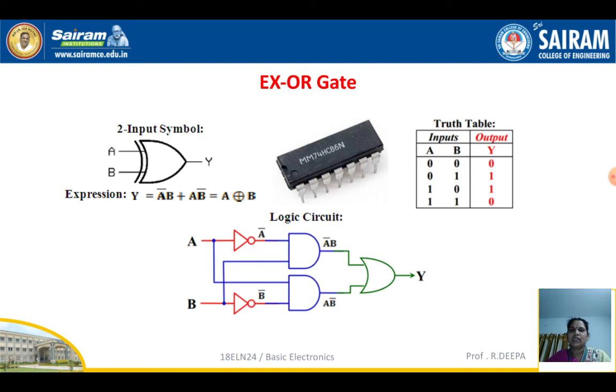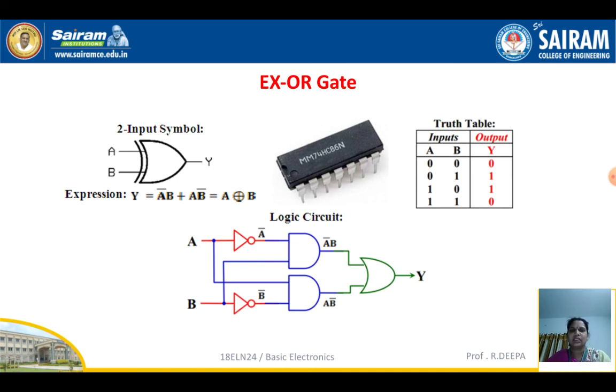And next it is an XOR gate. The XOR gate is again an electronic circuit having two inputs A and B and output is Y. And the logical expression, if you see, is Y is equal to A bar B plus A B bar, or you can write it as A exclusive OR B. That plus symbol with a circle, you can name it as exclusive OR. So it is A exclusive OR B.